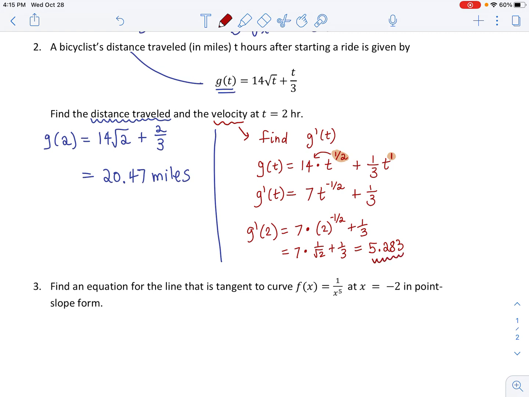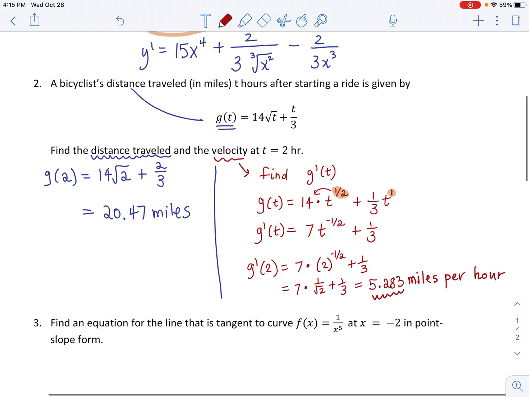Now, let's put the unit here. So velocity, she or he is going 5.2, about like 5 miles per hour. That's it, 5 miles per hour. Not that fast, right? Okay, but that's how you would do number 2, finding the distance by plugging in 2 into the original function, and finding the velocity by plugging 2 into the derivative function.